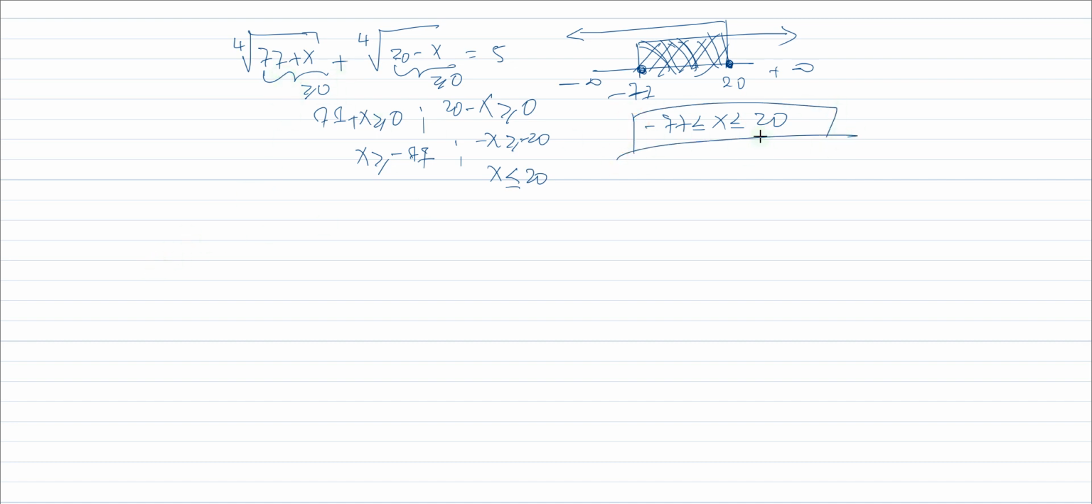So now, given this, we can solve our equation. Whatever value we find that is not between minus 77 and 20, we don't have to consider, because it's not going to satisfy our problem. Okay, so now I'm going to pick this equation here: the fourth root of 77 plus x plus the fourth root of 20 minus x is equal to 5.